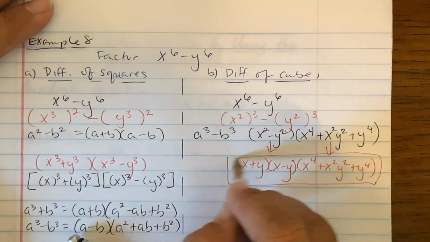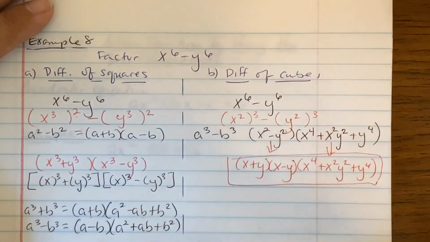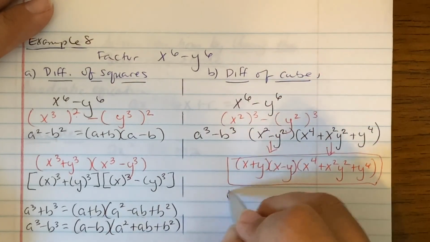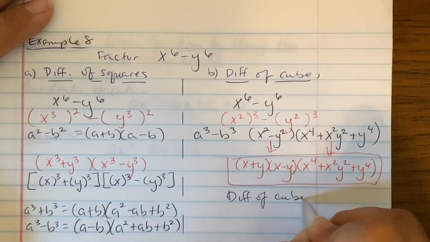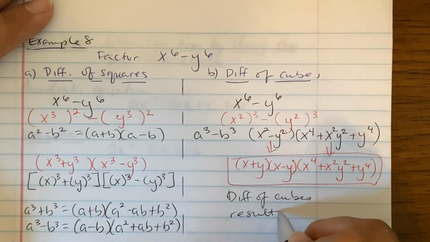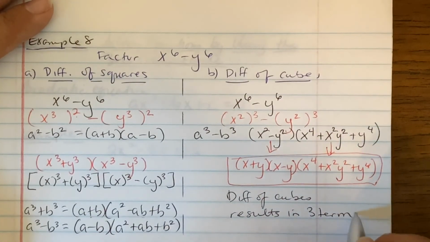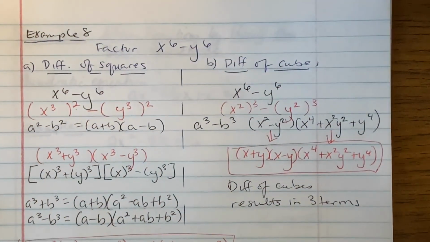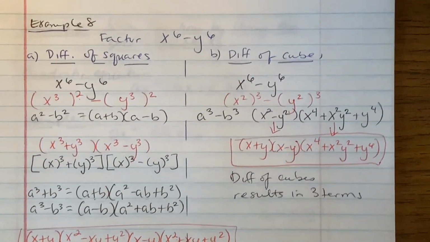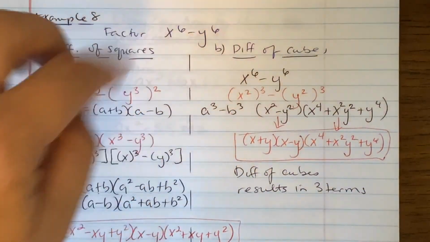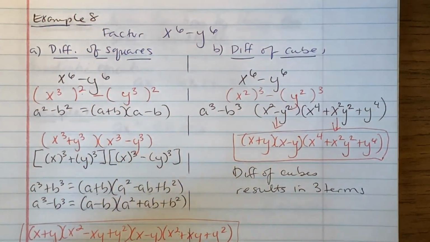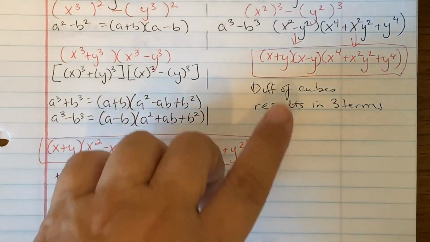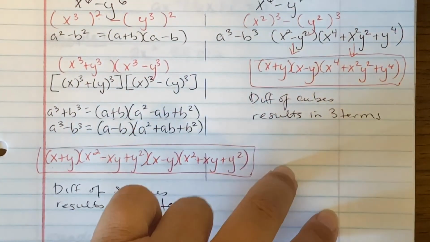And we are factored. So notice now, the first one, difference of squares, resulted in 4 terms. Difference of cubes results in 1, 2, 3 terms. So that's a neat trick to remember, that if you're pressed for time and you're taking an SAT or taking a test and they want you to factor anything that's a power of 6 on the outside and they say difference of squares, you go with the option that has four terms in it. If it says difference of cubes, you look for the option that has 3 terms in it. Now, if there were 2, then you need to verify.